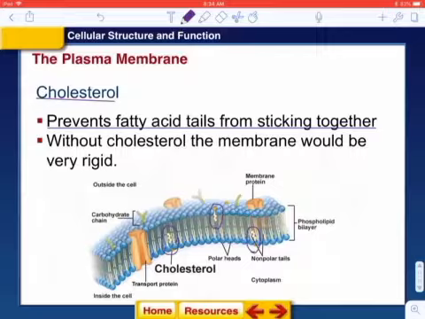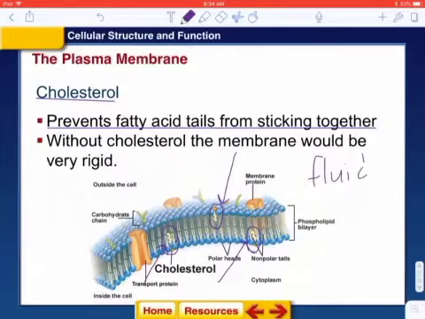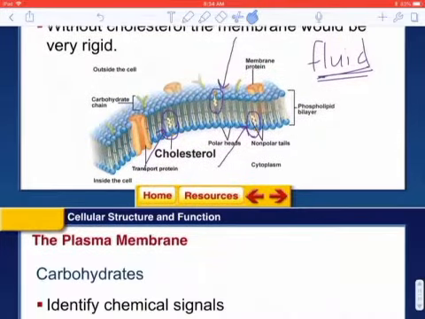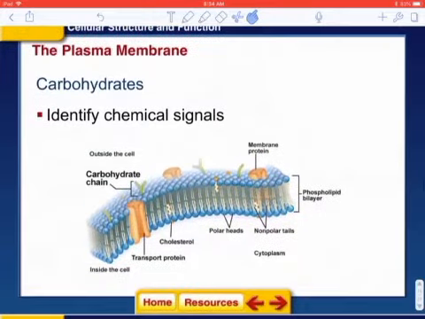Right, so that's very similar to what cholesterol does for the cell membrane. By embedding itself inside these phospholipid fatty acid tails, it prevents them from sticking together, allowing the plasma membrane to remain fluid. Okay, not solid, fluid. And this is going to allow things to pass in and out of the cell the way that they're supposed to. Right? And then finally, we have carbohydrate chains.